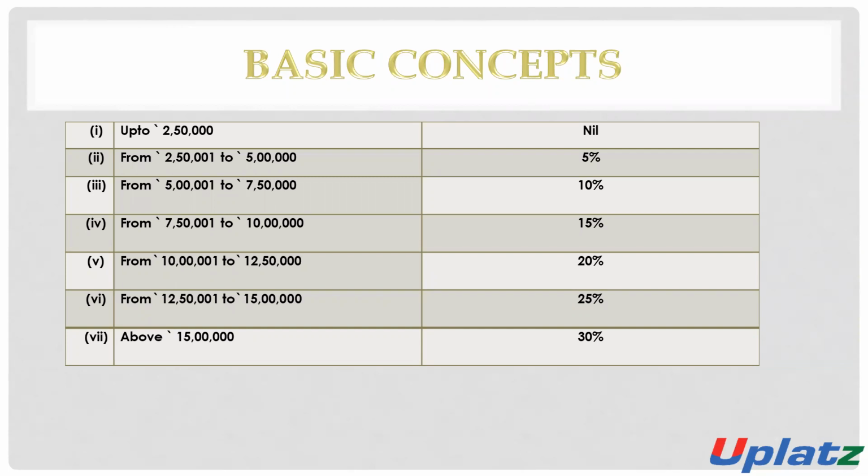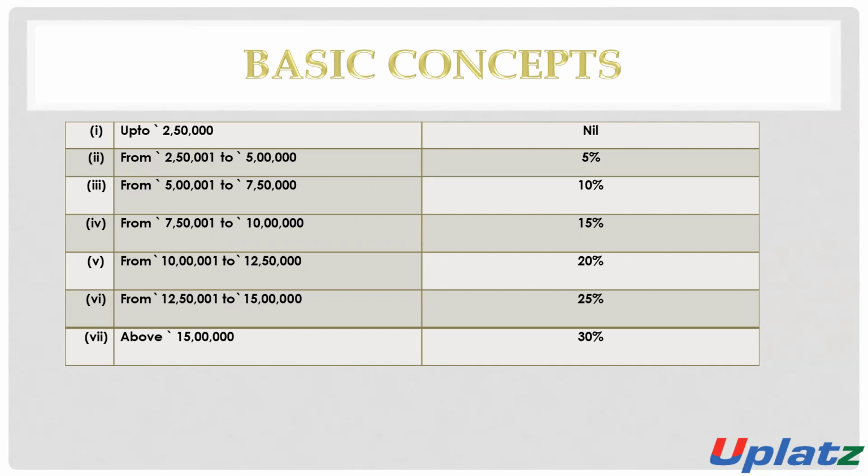Up to 2 lakh 50,000, no tax is required to be paid, same as the normal provision. If it is more than 2 lakh 50,000 but up to 5 lakh, then the tax rate will be 5%. If the income of the assessee is more than 5 lakh but up to 7 lakh 50,000, then the income will be taxable at the rate of 10%.